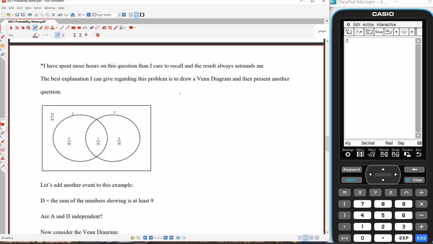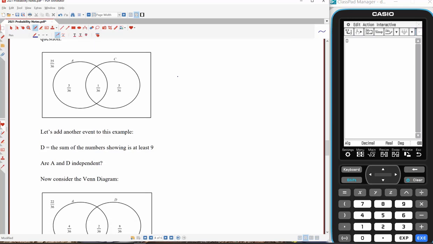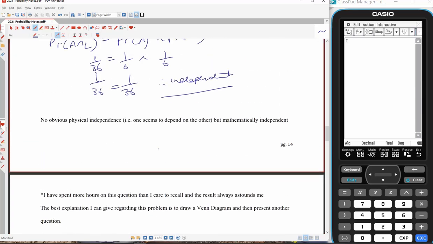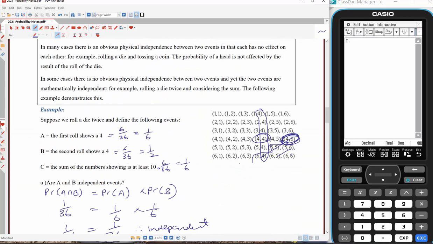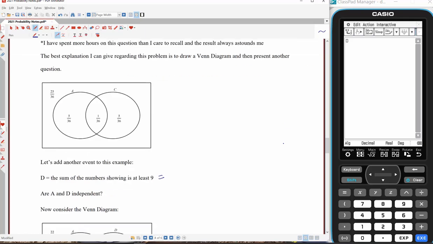So the notes will walk you through an explanation of this, but the best approach is to take another example, which is to introduce event D, which is the sum of the numbers showing is at least 9. Right, so the sum of the numbers showing is at least 9 adds these ones, which is another 4 events. So that's going to be 10 in 36 or 5 in 18. So let's check whether they are independent or not.